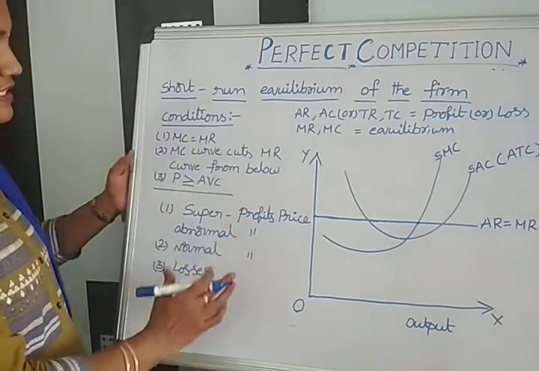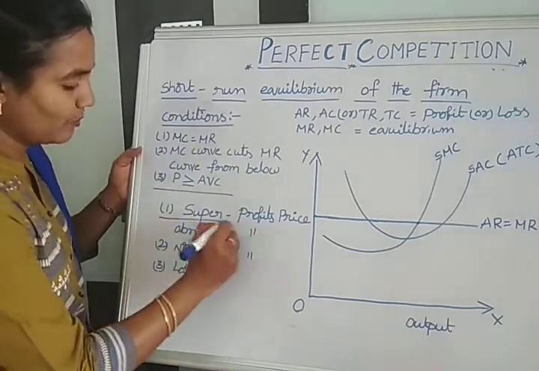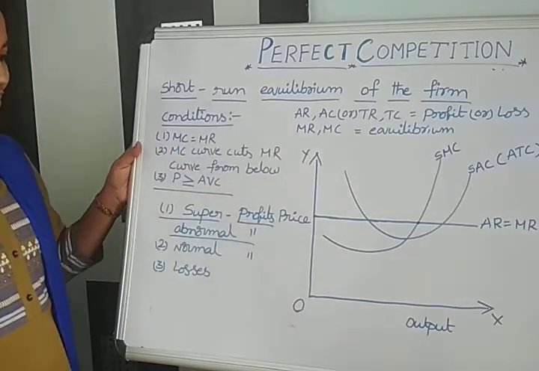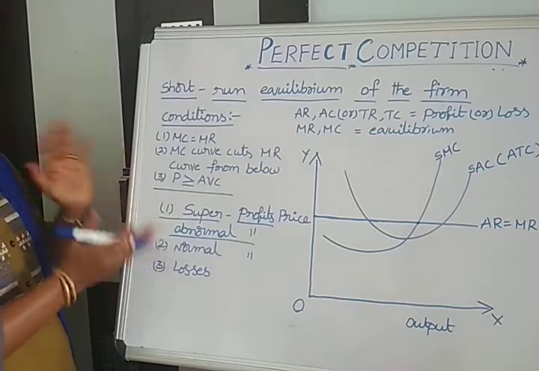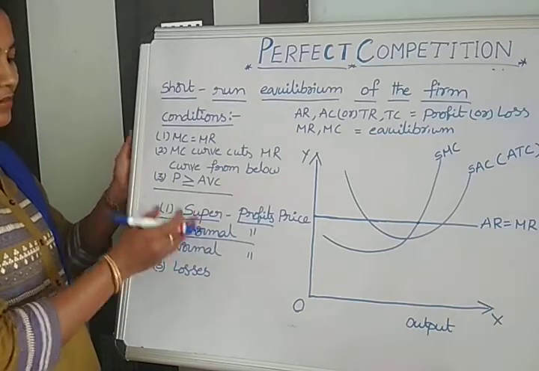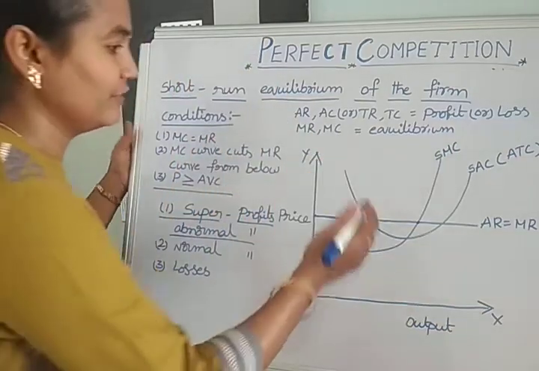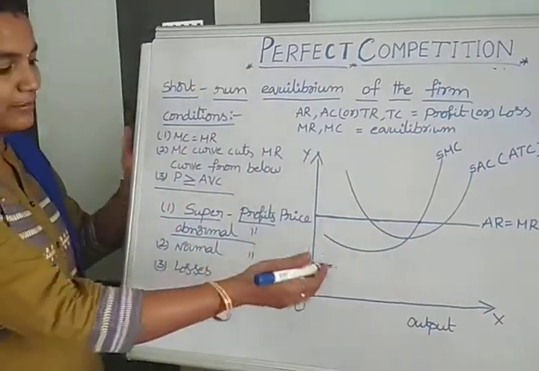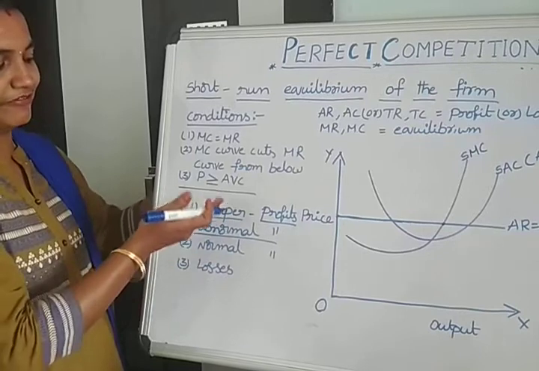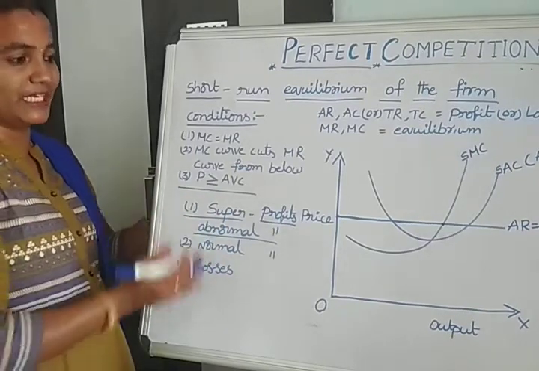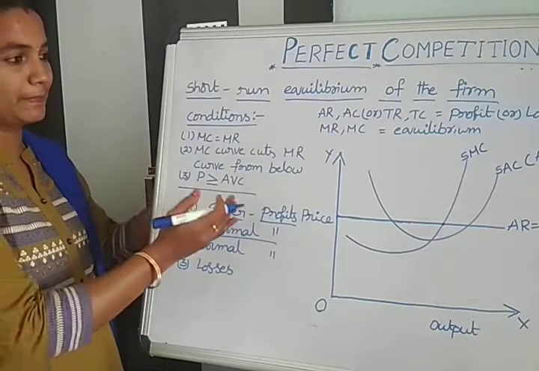So first we'll discuss the first one. Super profits are also called abnormal profits. How can we find out these profits, either supernormal or normal, or losses? Through this diagram, we will find which type of loss or which type of profit will be obtained by the producer in the short period.